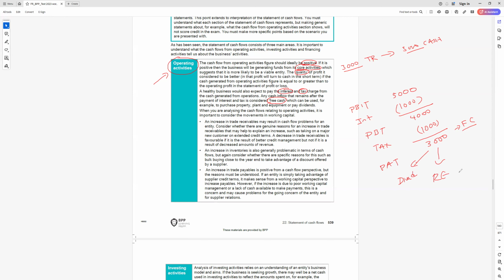After paying the tax, any money left goes to the retained earnings. And from there, we pay the dividend. So this is the free cash the business can use for any purpose. That's what they're trying to say here. So free cash can be used, for example, to purchase property, plant and equipment, or pay the dividend. They can do actually whatever they like. It's up to the business, it's the free cash.